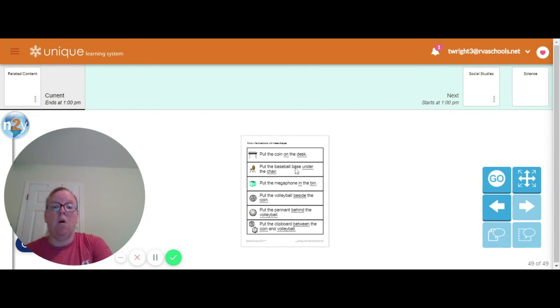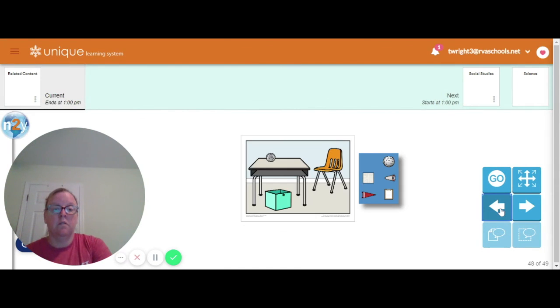Put the baseball under the chair. Okay. Here's the baseball. Where is under the chair? Is under the chair here or here? Point to under the chair. The circular baseball goes under the chair. That's under the chair.